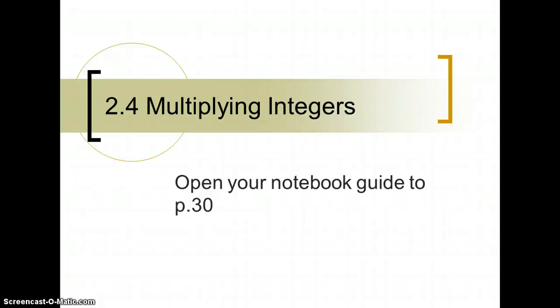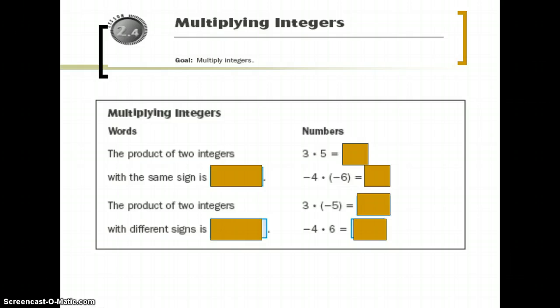Lesson 2.4, Multiplying Integers. The product of two integers with the same sign is always positive. Think about it. 3 times 5, which are both positive numbers, would equal positive 15.